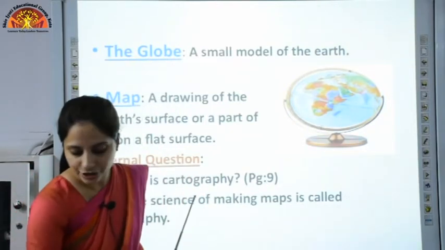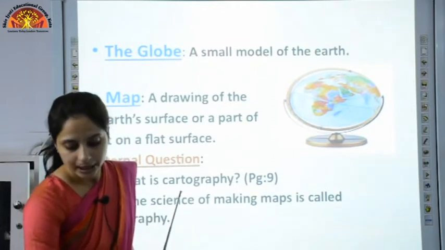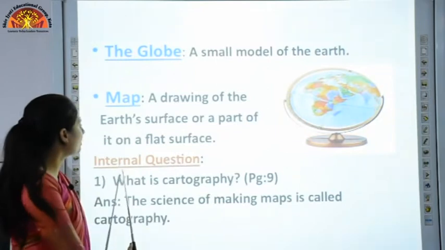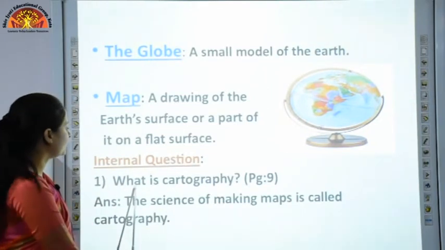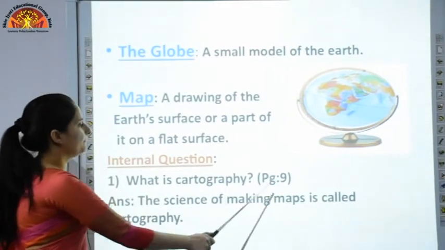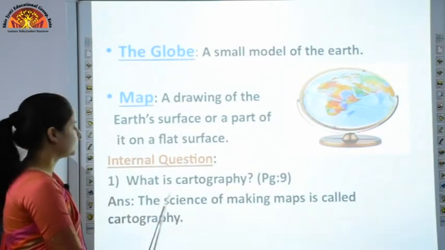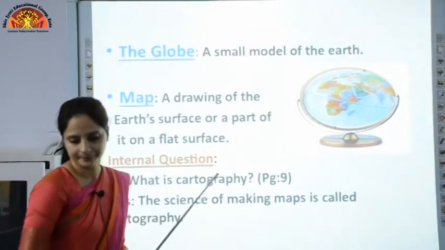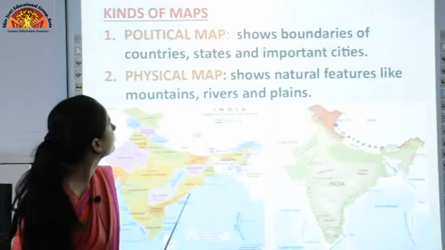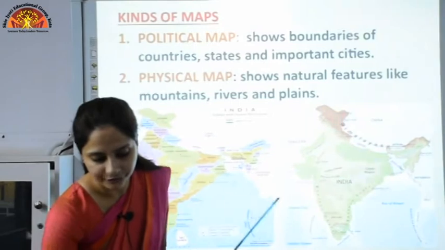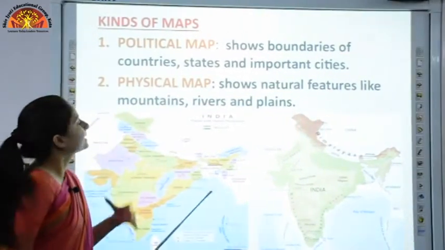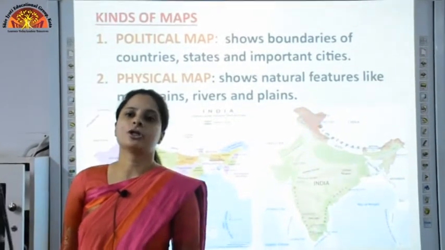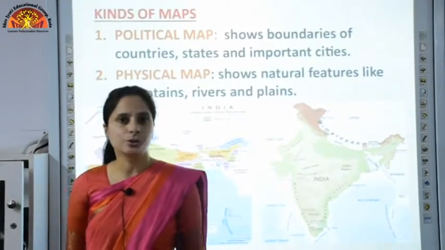Now children, on page number 9 in the did you know column, you can see the science of making maps is called cartography. Here you have an internal question. Write down there what is cartography, page number 9, and mark the answer. The science of making maps is called cartography. Now we have kinds of maps. Maps can be drawn to show a whole continent, a city, even it can be drawn to show your neighborhood or your school.